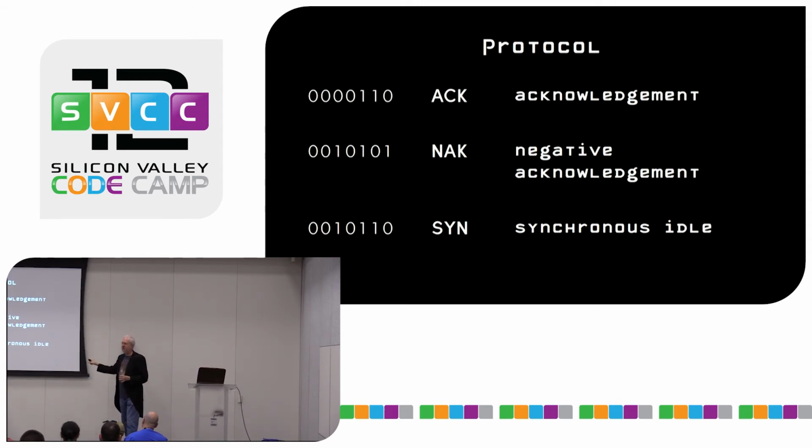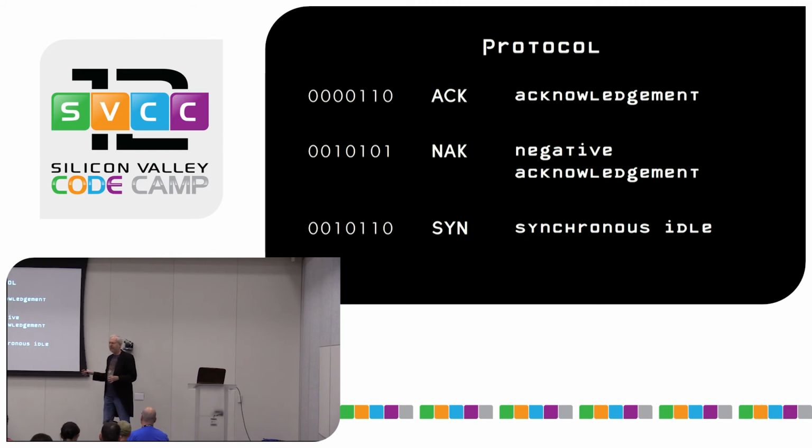There was also synchronous idle. So there are two ways to think about how you transmit a character. There's the asynchronous format in which the line is empty, and then you send a start bit, and then a bunch of bits, and then an end bit, and then you're ready to look for the next start bit.